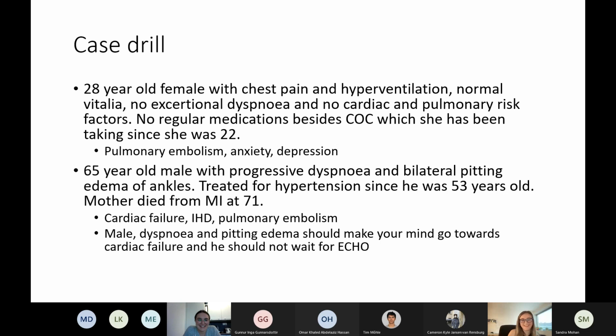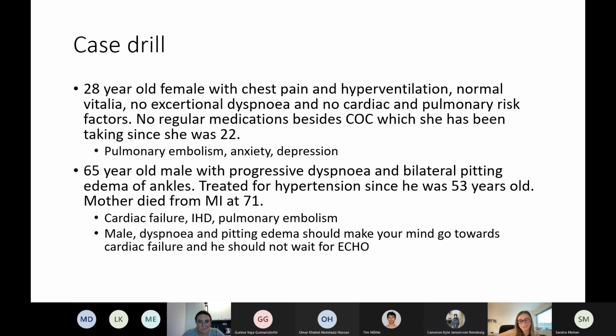Okay, so we have a 65-year-old male with progressive dyspnea and bilateral pitting edema of the ankles. He's been treated for hypertension since he was 53 years old, and his mother died from an MI at 71. Heart failure. Heart failure, or again, pulmonary embolism, maybe. Yep. Heart failure, pulmonary embolism. It's a safe bet, always pulmonary embolism.